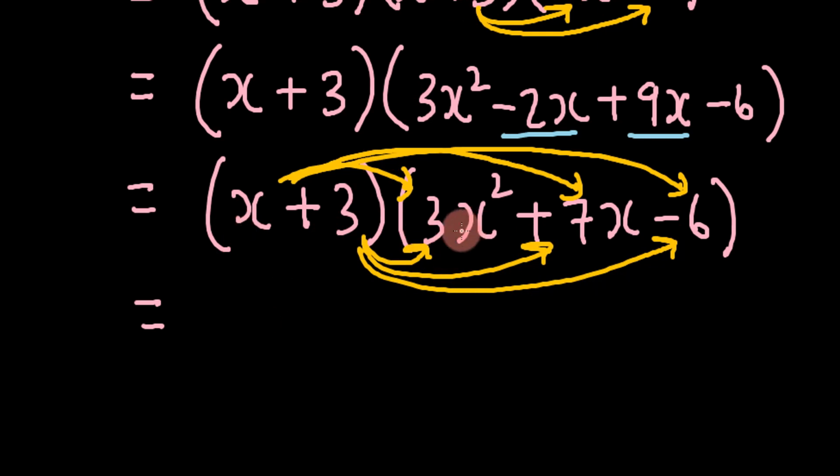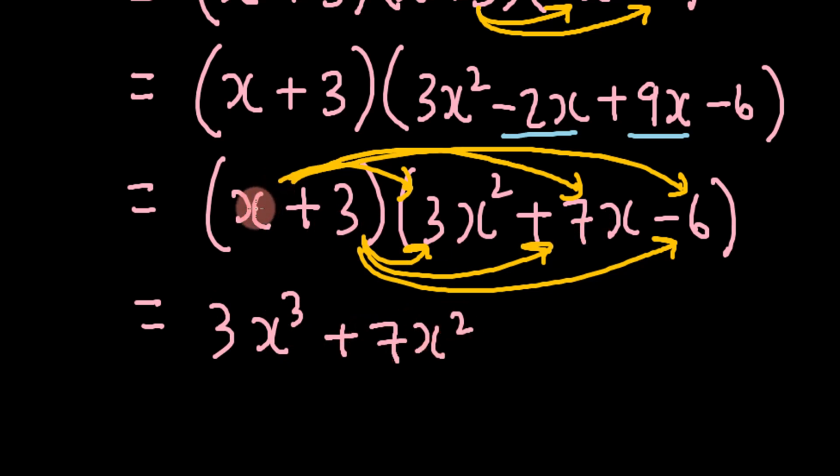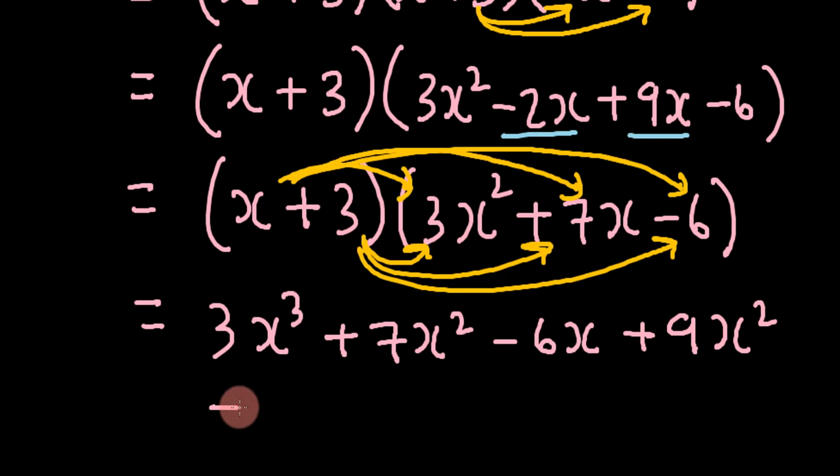So x times 3x squared will give us 3x cubed. X times 7x is 7x squared. X times negative 6 is negative 6x. 3 times 3x squared will give us 9x squared. 3 times 7x will give us 21x. And positive 3 times negative 6 is negative 18.